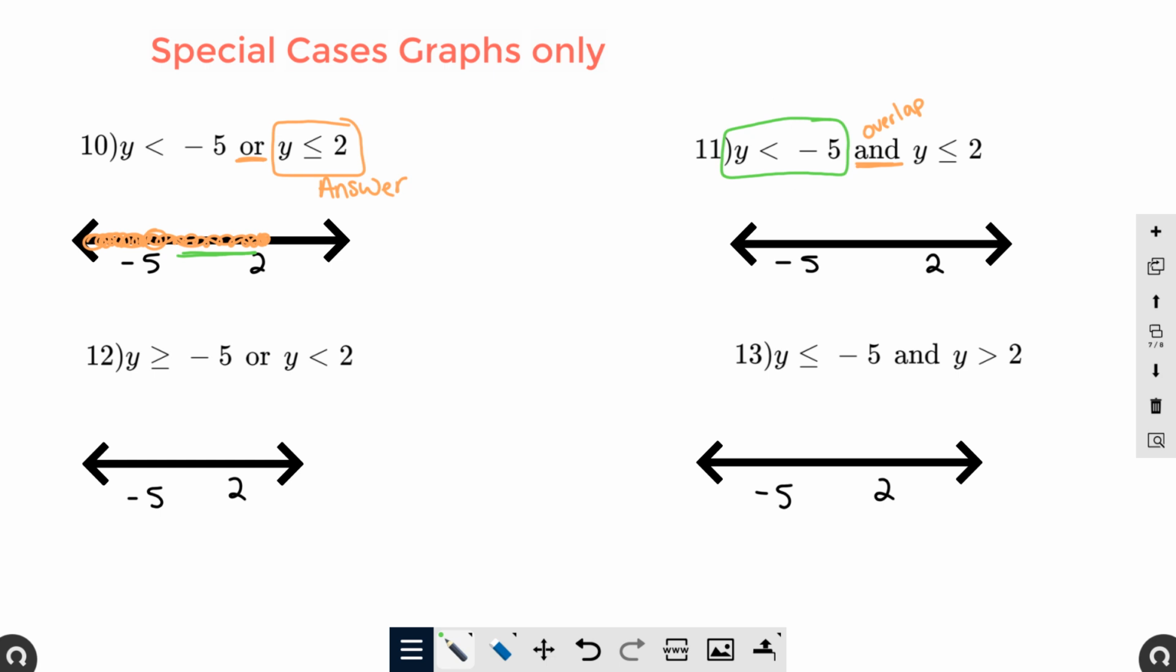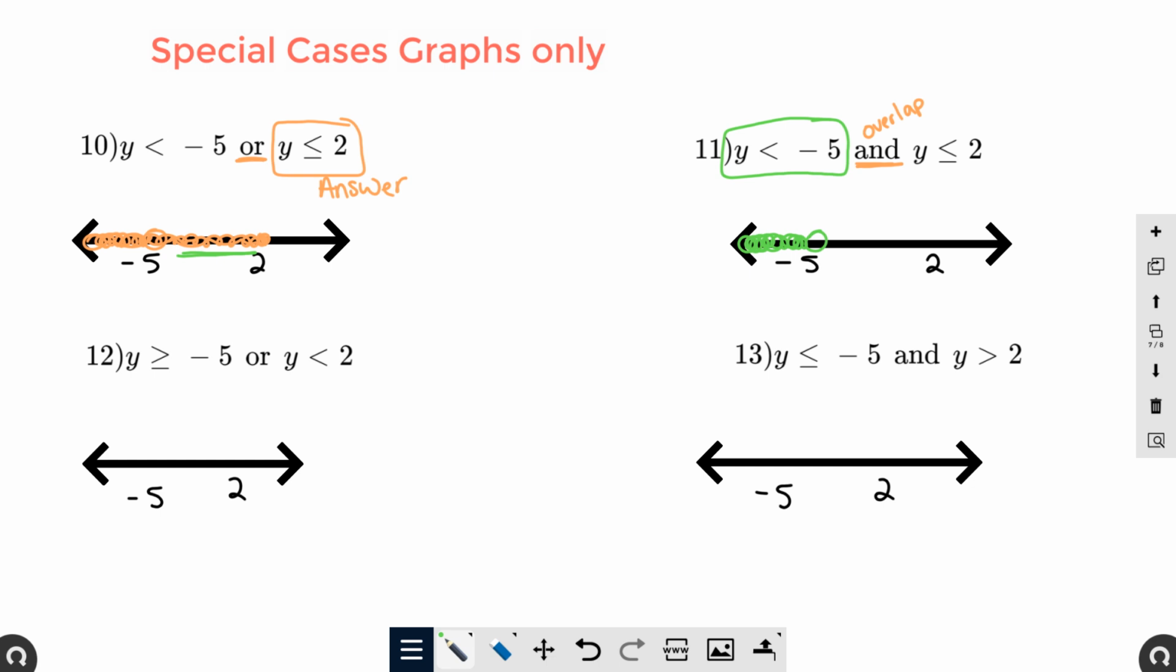It's after that -5 because we're looking at where it's overlapping together. So the "or" is overtake. The "and" is overlap. Where do they overlap together? So if I were to make this shading part, I would just do the -5 and below because that's where they overlap together.